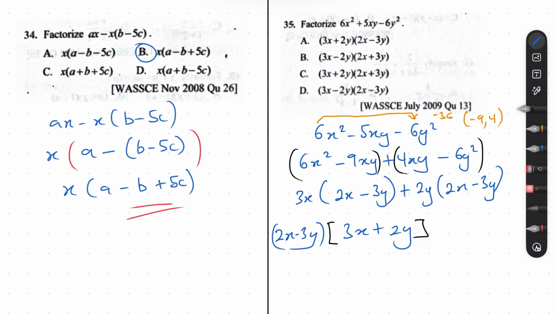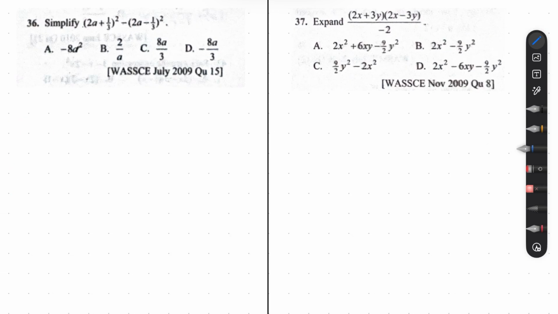So this is our answer. Do you have it? 2x minus 3y multiplying 3x plus 2y. 2x minus 3y. Yes, A. Okay, cool. Let's move on to question number 36.